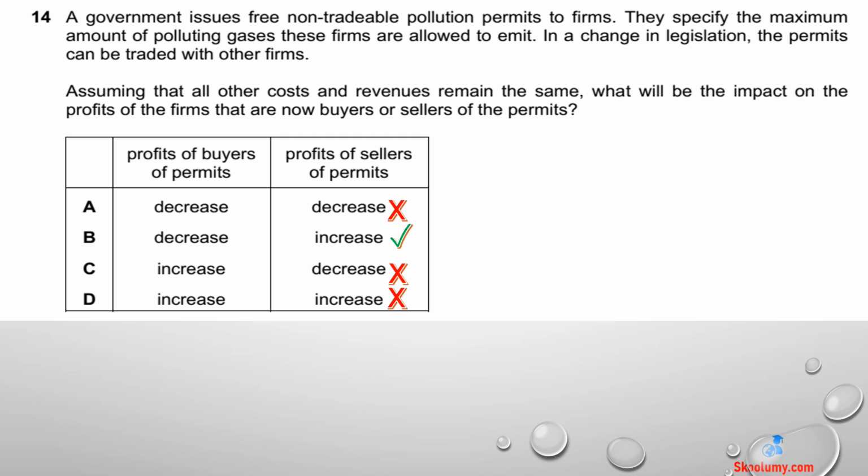Buyers incur additional cost which reduces their profits, while sellers realize more money from selling their permits, thereby widening the gap between their revenue and costs and leading to a rise in profits.